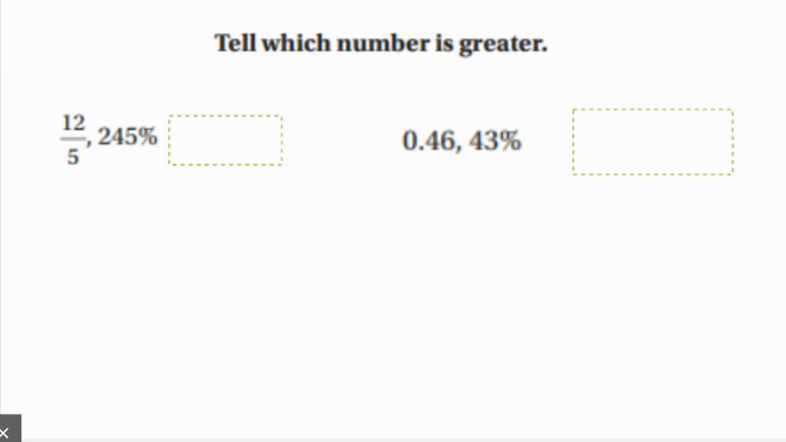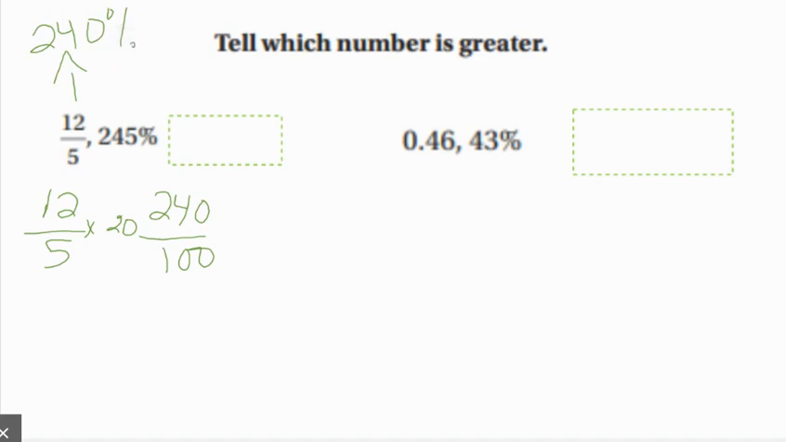All right, so for 12/5, we are going to change that to a percent. So we need our denominator to be 100. So we're going to multiply by 20, and 12 times 20 is 240. So that means this is 240%. 12/5 is 240%, which is greater than 245%? So I'm going to write 245%.